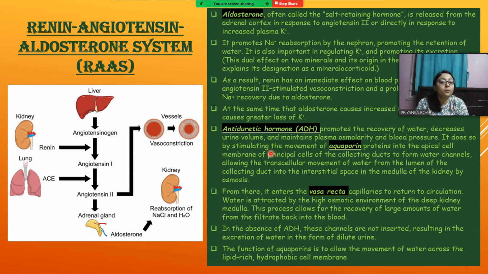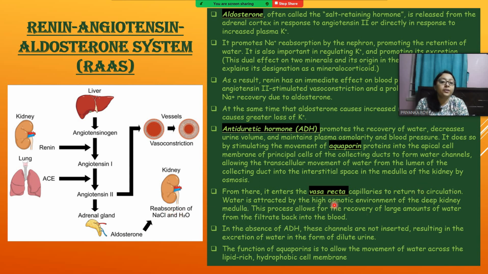It does so by stimulating the movement of aquaporin proteins. There are certain proteins called aquaporins. ADH stimulates those proteins to go inside the cell membrane, and these proteins can form water channels. So it will allow the water to flow from one side to the other, and therefore the water will be taken back from the tubule and go inside the blood volume again. From there it enters the vasa recta capillaries, like I said, and returns to circulation.